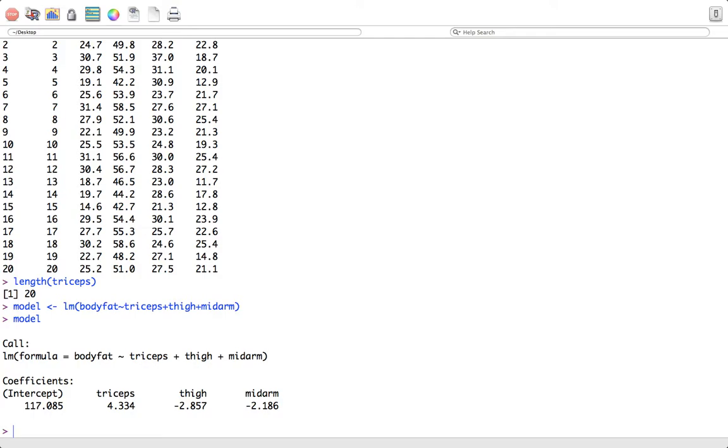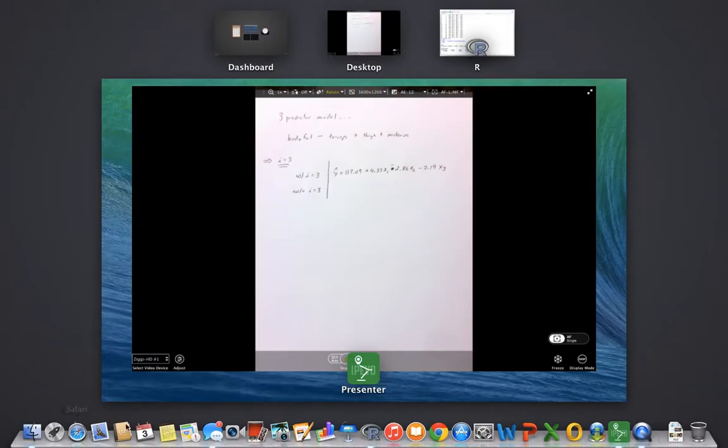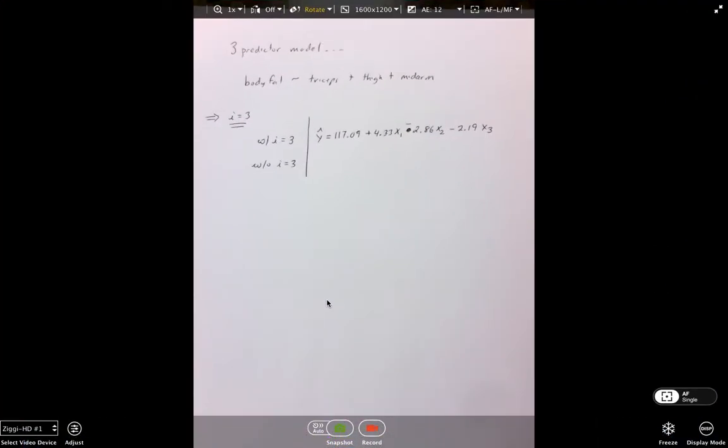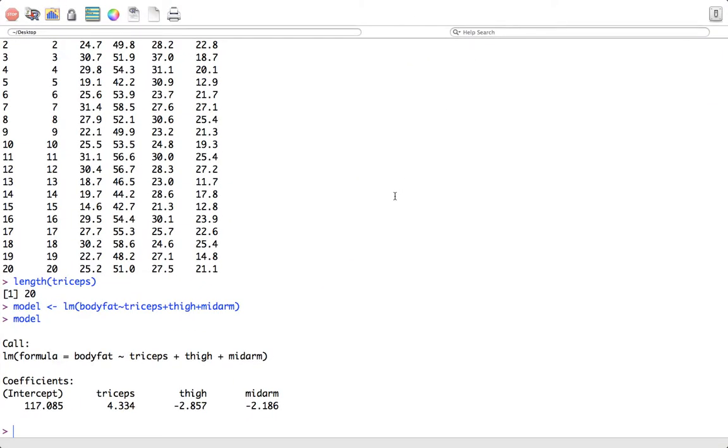And this would be, let's just call this X1. X1 will be triceps. So this is negative 2.86. And that's X2. And minus 2.19. That's equal to X3. So guys, just to let you know what I'm doing over here, I'm writing down the model.